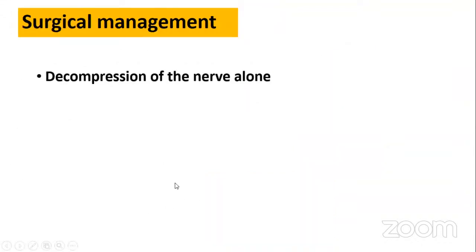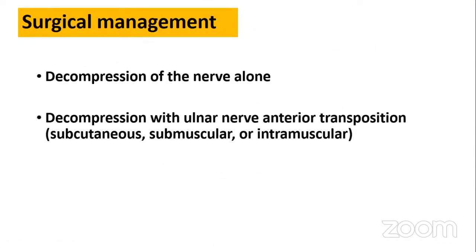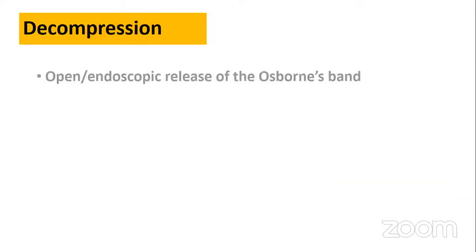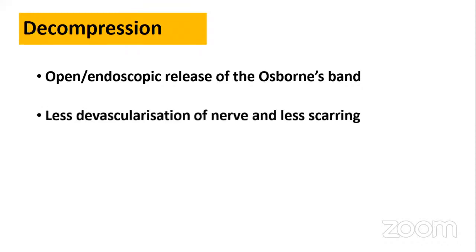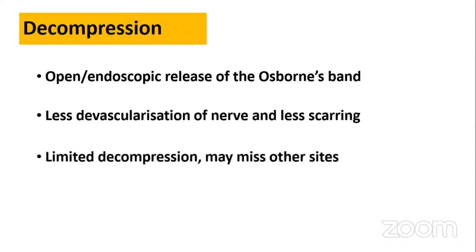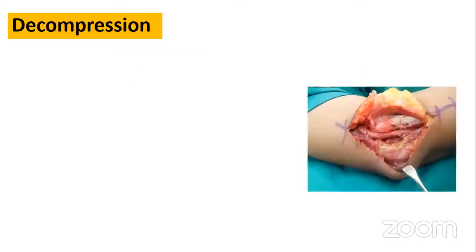Right? Surgical management, either you do decompression of the nerve alone, or you combine it with ulnar nerve transposition, whichever route I'll tell you later, or you take off the medial epicondyle so that the nerve glides easily there. Decompression, open or endoscopic release, can also be done here, of just the Osborne's band or ligament. It causes less devascularization of the nerve, less scarring, and limited decompression. There might be other sites, like I showed you, the medial intermuscular septum or ligament of Struthers. So you need to be careful that you're not missing them. Right? This is the decompression.